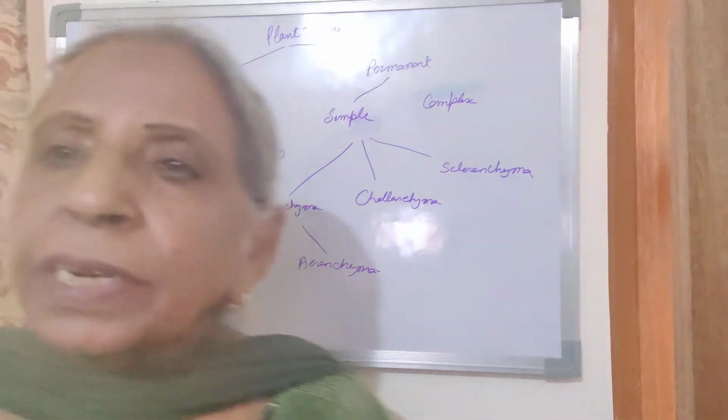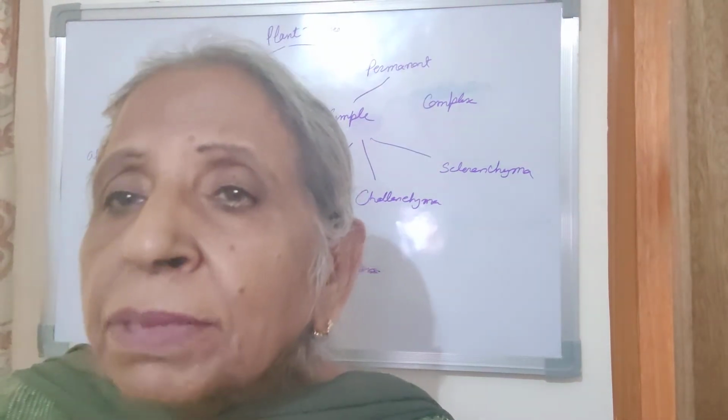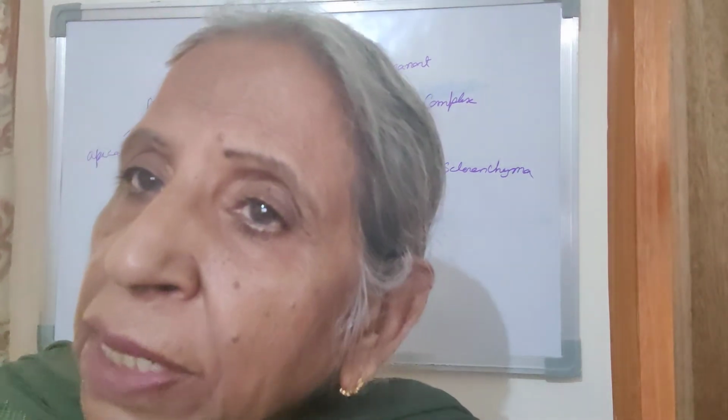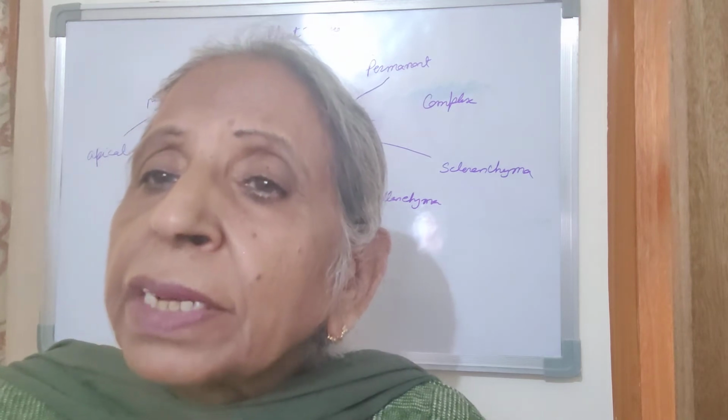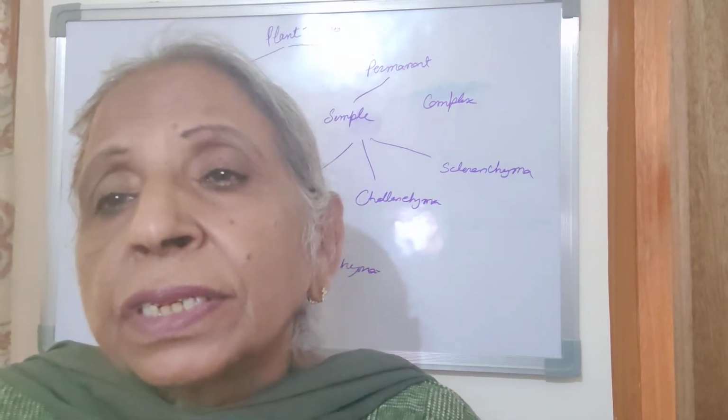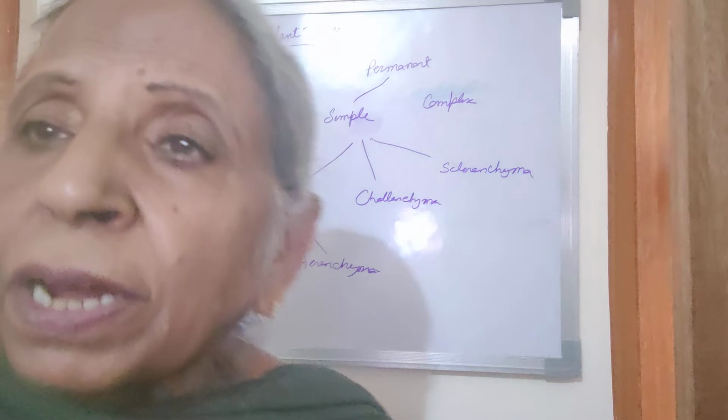So simple parenchyma, they store food material. Parenchyma containing chloroplast photosynthesize and help in production of food. Aerenchyma, they contain large air cavities to provide buoyancy to the plant.